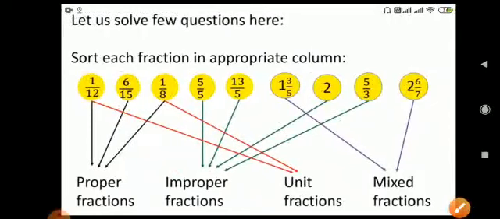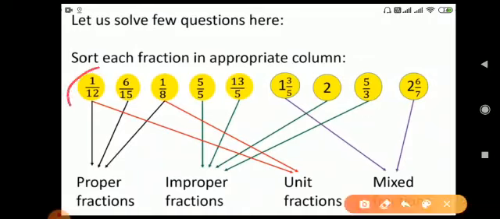Let us solve a few questions here. Sort each fraction in the appropriate column. First one is 1 upon 12. Here you can see in the numerator it is 1. So it will go in unit fraction. Second, 6 upon 15, in which 6 is less than 15. So it is called a proper fraction.